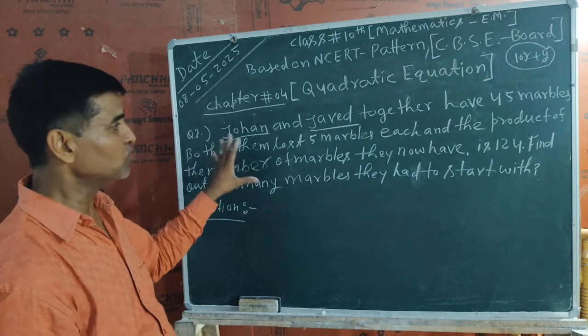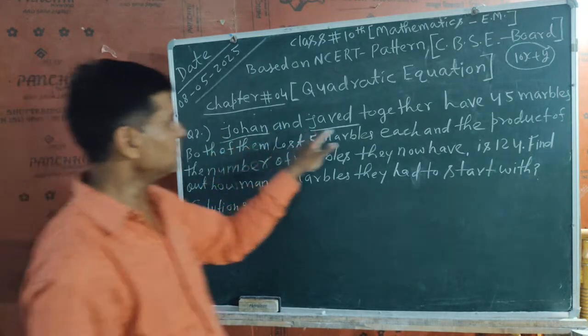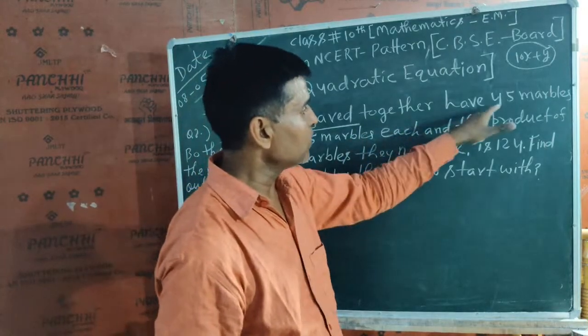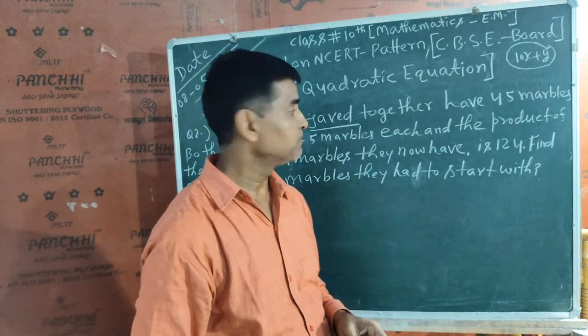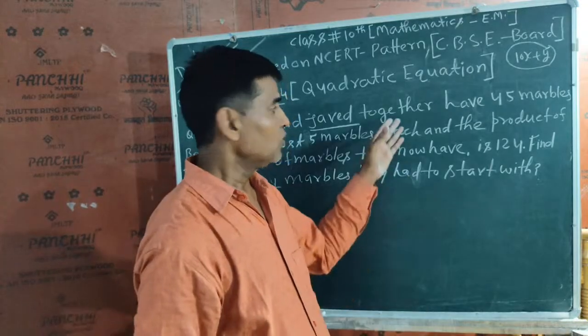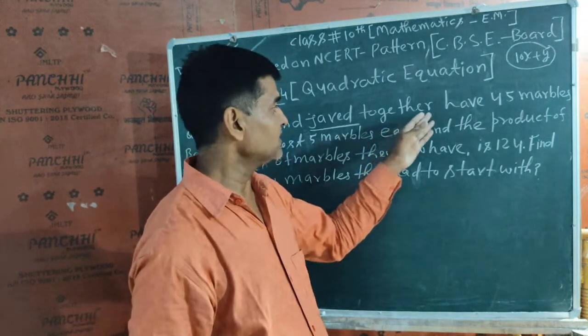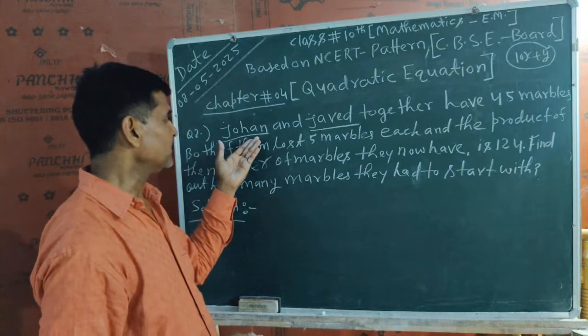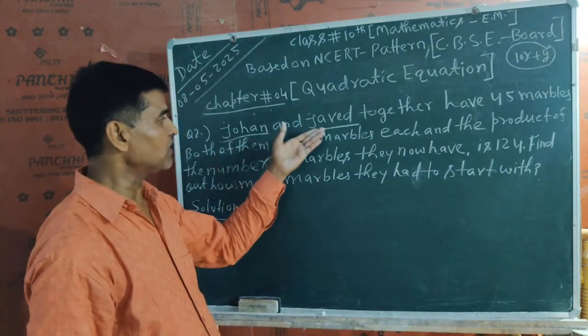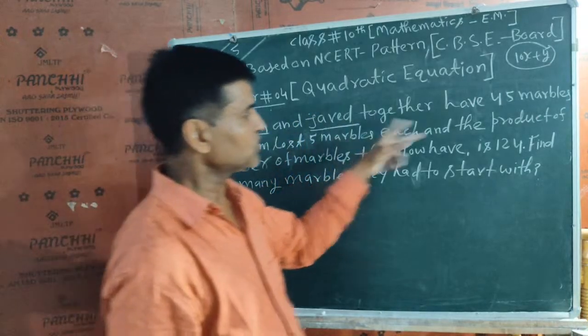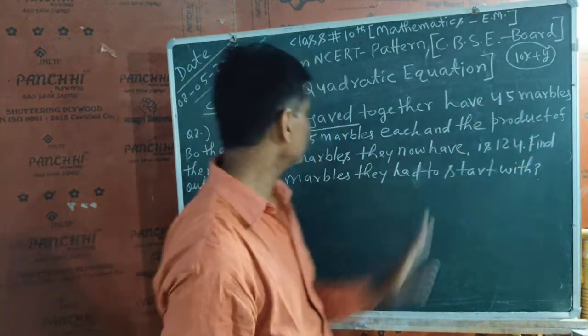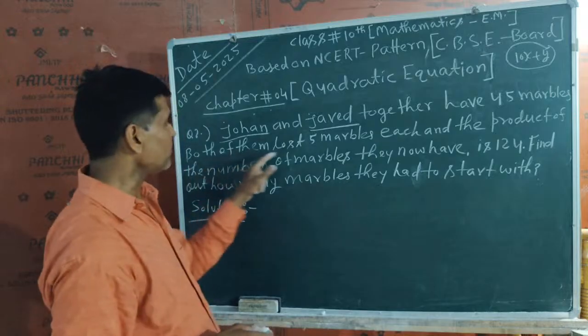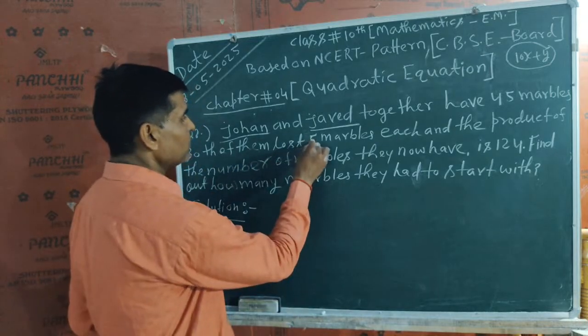Now here I am going to read clearly. Johan and Javed together had 45 marbles. It means that we will take the summation of the information of Johan and also Javed. So both summation will be 45 marbles.